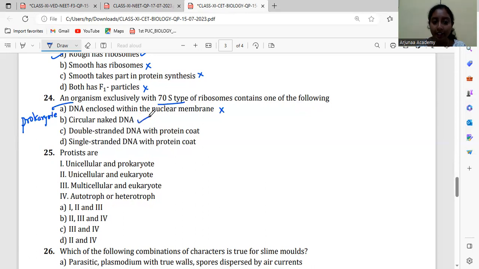Circular naked DNA? Yes, DNA is circular. Why naked? It is not bound by any nuclear membrane. Double-stranded DNA with protein coat and then single-stranded DNA with protein coat. So they are not coated with any kind of protein. Answer is option B.